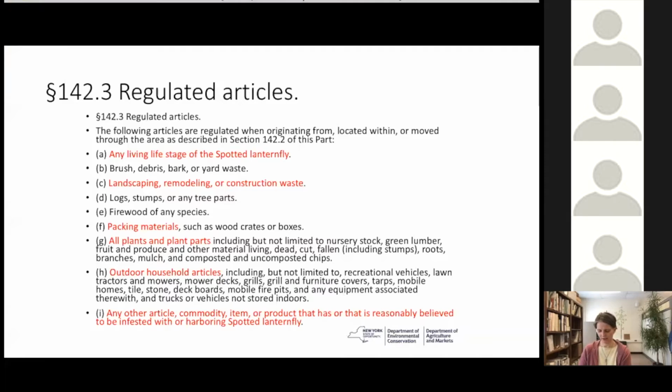And then of course we have a catch-all on the bottom there, which is basically anything that we believe might be infested becomes a regulated article by the inspector. Next slide.